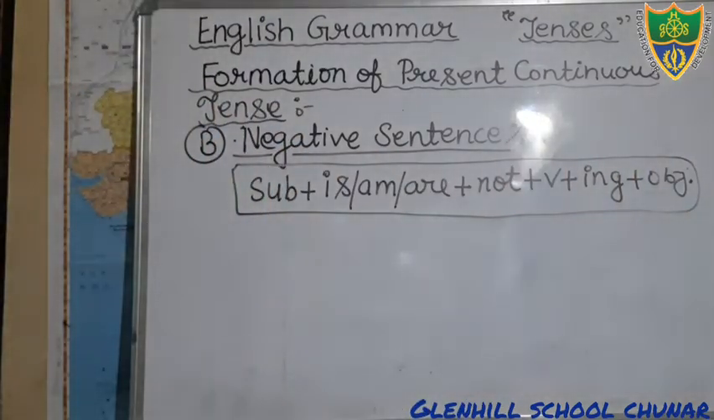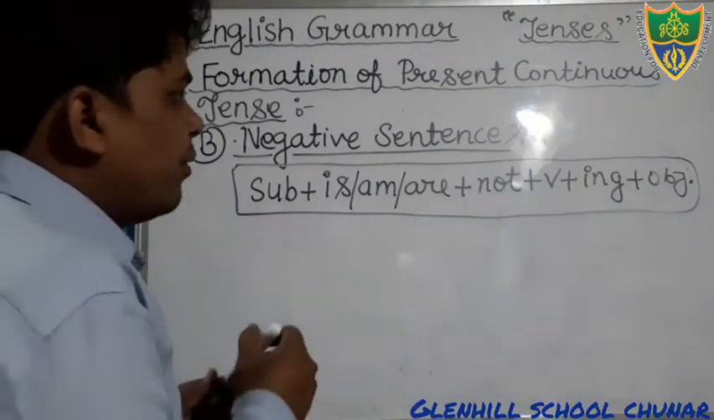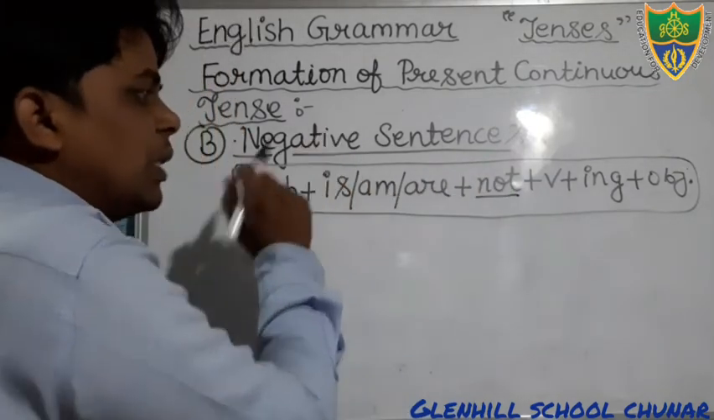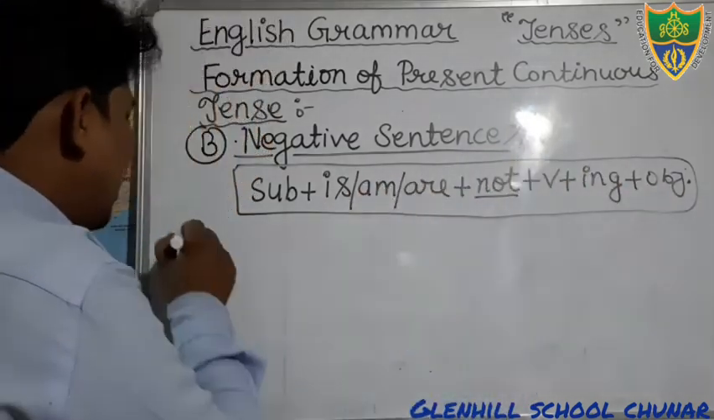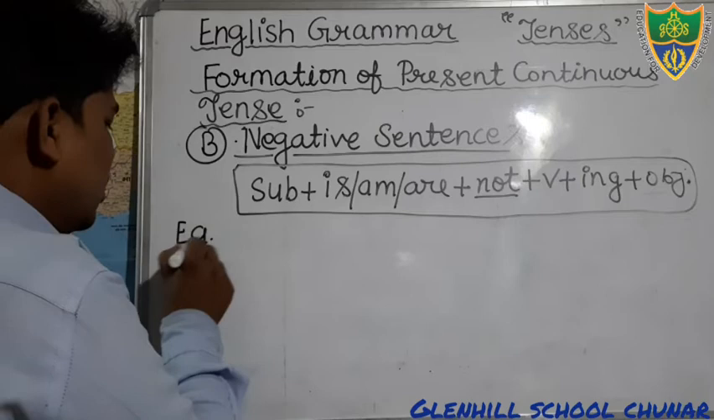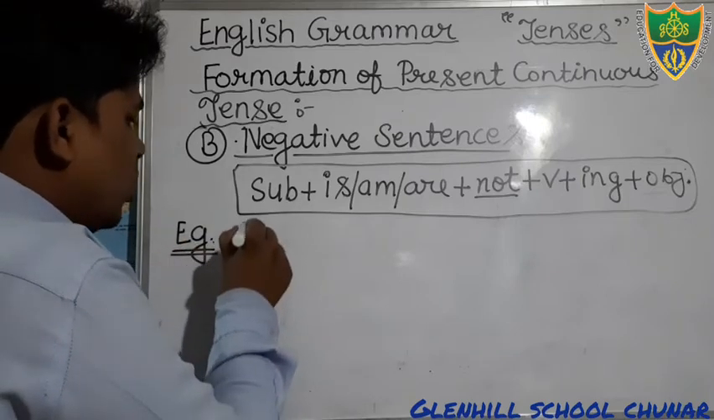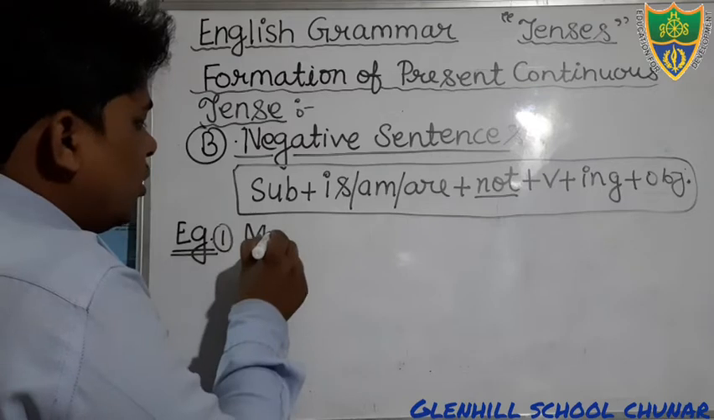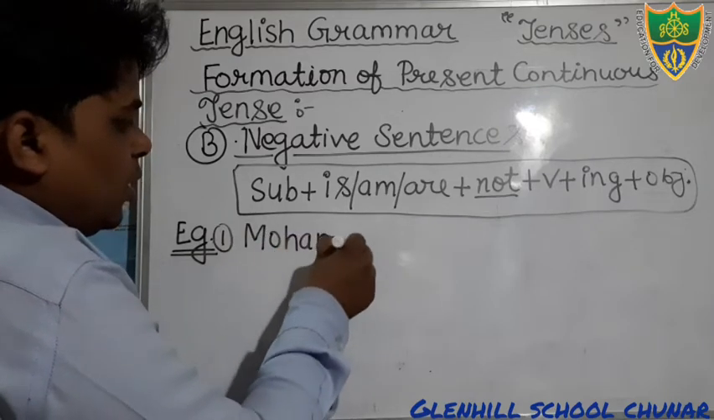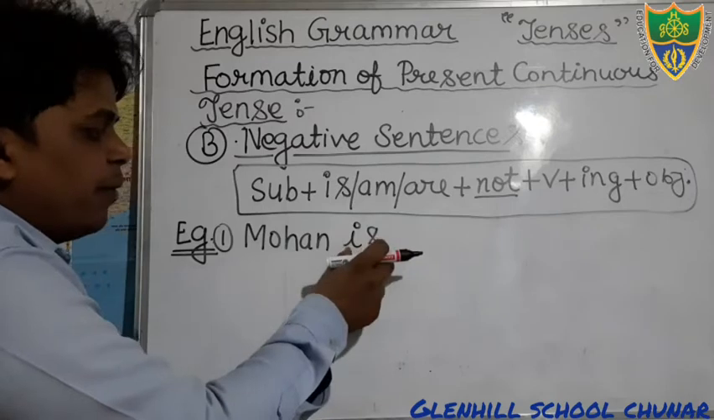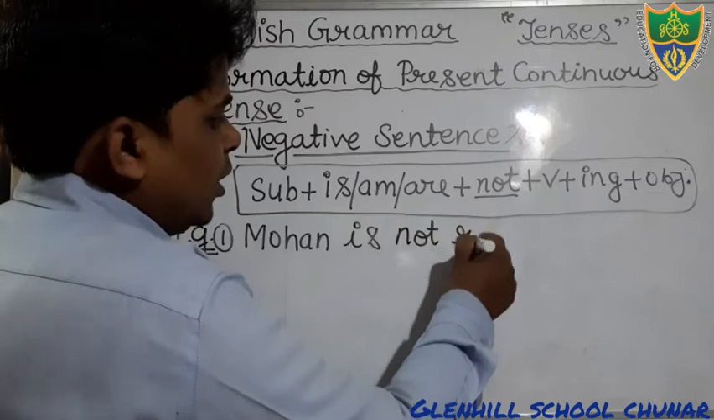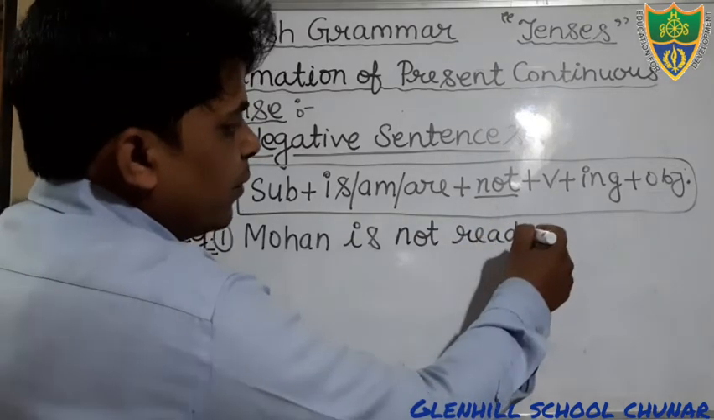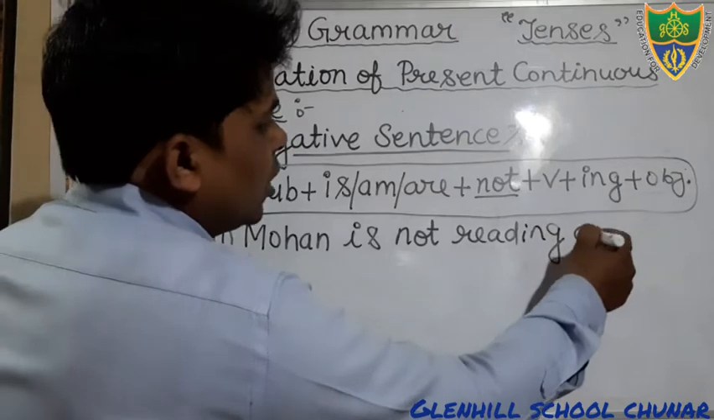You can see this is your structure, and on the basis of this structure you have to construct the sentence. Just write down: subject, is, am, are, not. Here we will use the negative word because the sentence is negative. Verb, to the verb we will add ing, then after that the object. Example, students: Mohan is singular, therefore we will use the helping verb is. Mohan is not reading. Read is the main verb, we will add ing here. Mohan is not reading a book.